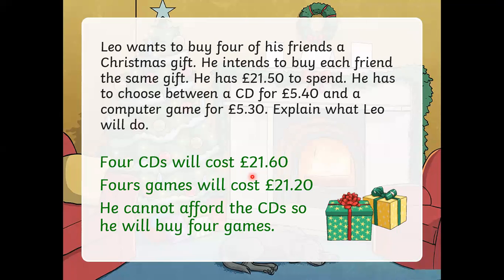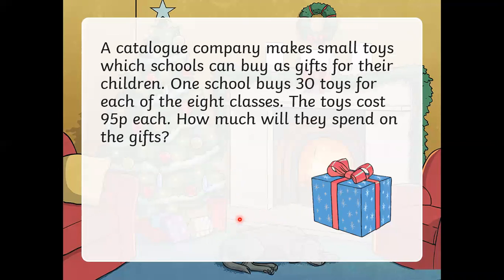There we go. 4 CDs will cost $21.60. That's another way to do it. You can times this by 4. That's probably how I should have done it actually and shown you. So you times the price of a CD by 4 and the price of a computer game by 4, and then you'll find out if it's above the amount of money he has, or below that amount of money. So, you get the same answer. He cannot afford the CDs, so he'll buy the 4 games.